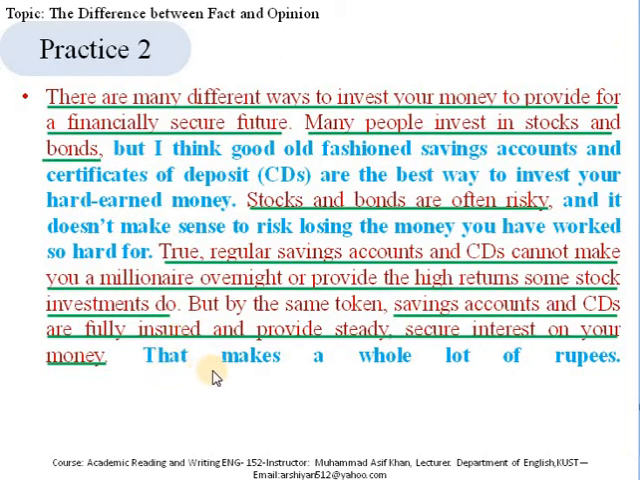Again, at the end of this paragraph, the writer is giving his opinion that makes a whole lot of rupees. So that makes a whole lot of rupees is the opinion of the writer. It is not fact. Sometimes we see that we are having these accounts, saving accounts and CDs, but we are not making a lot because we have invested very small amounts. So this is debatable. So here I have highlighted the opinions in blue, and I underlined all these facts.